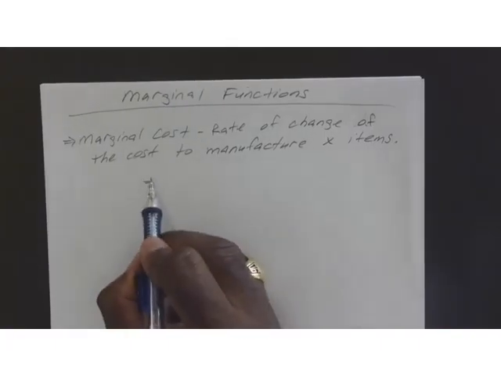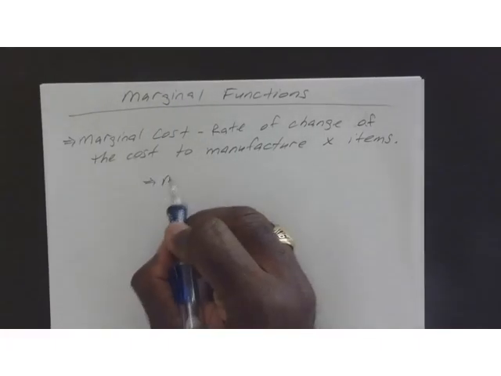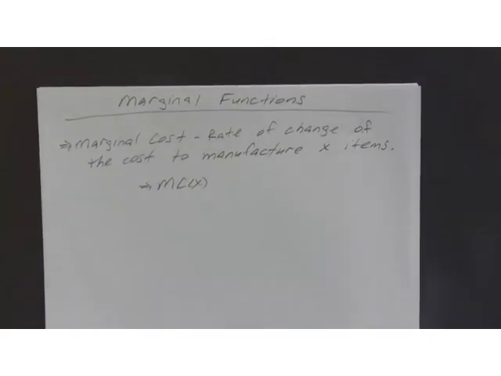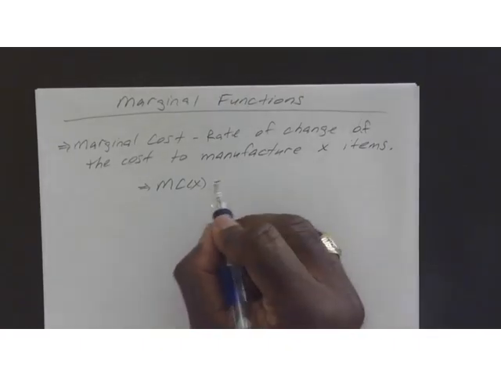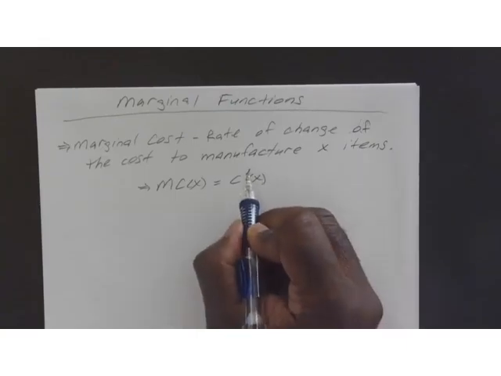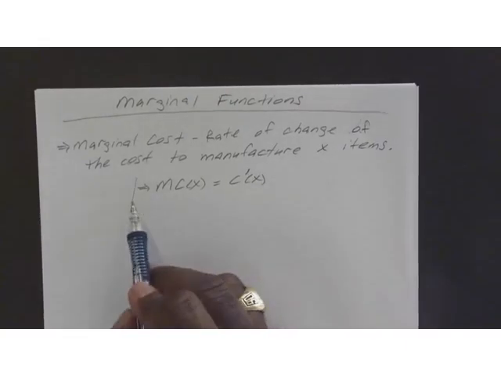And that marginal cost, you'll see that as MC of X. That's just a notation for it. It's not M times C of X, which is C prime of X, the derivative of the cost function.